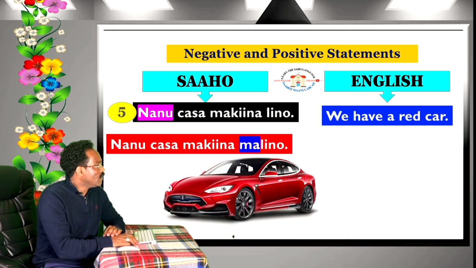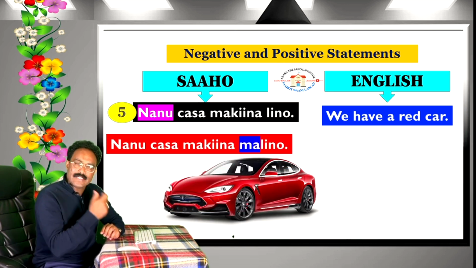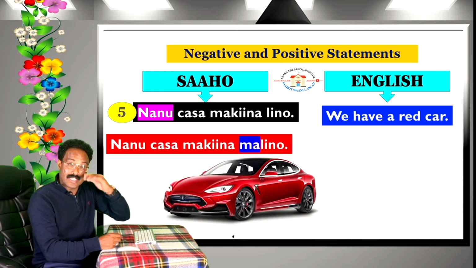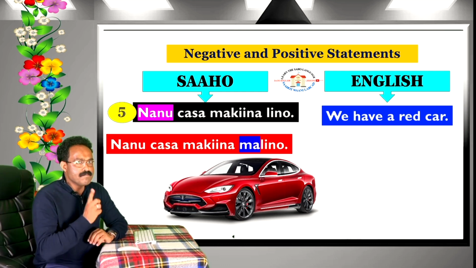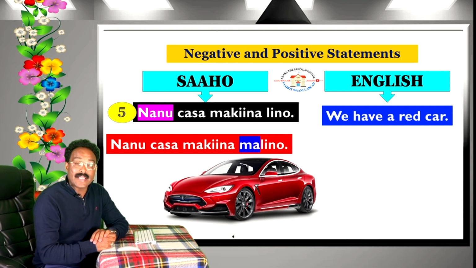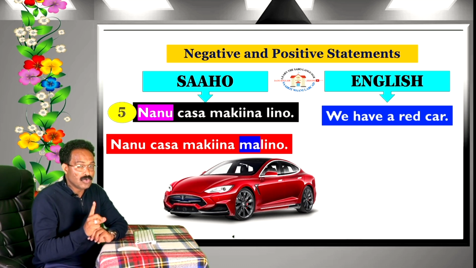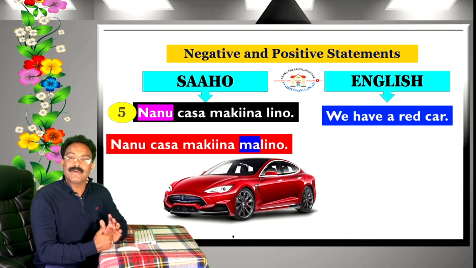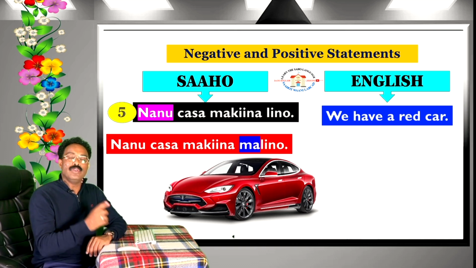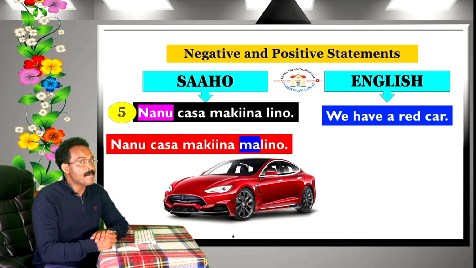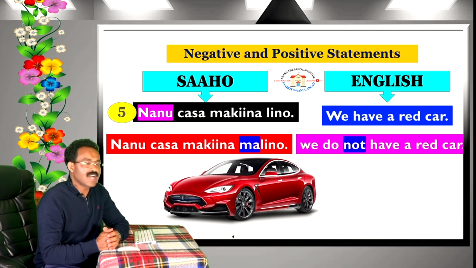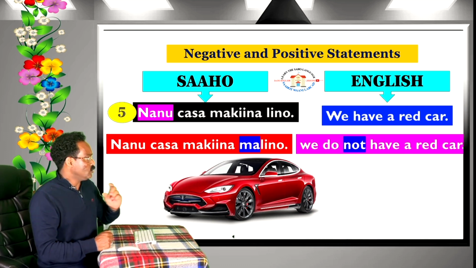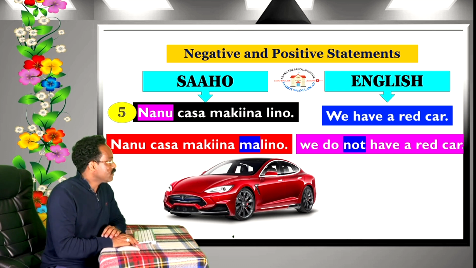Okay. How can we say this negative? How can we put this in negative statement? Nanu asa makina malino. In English, you can say, we do not have a red car.